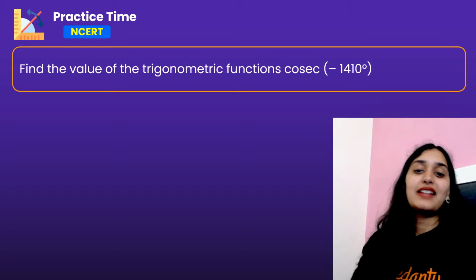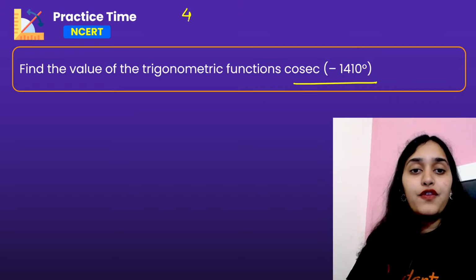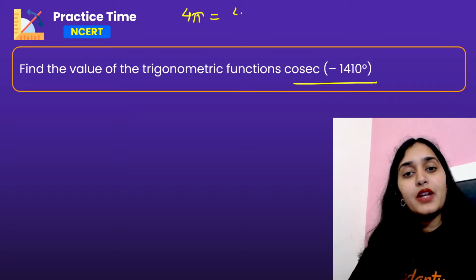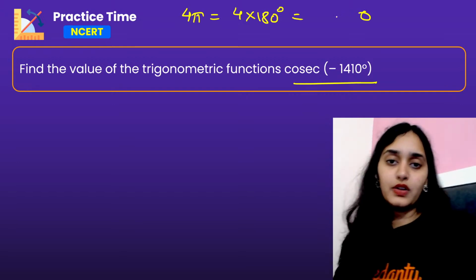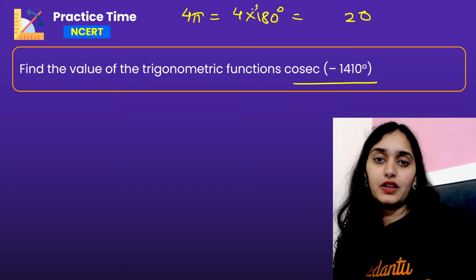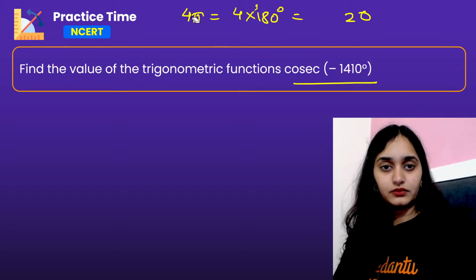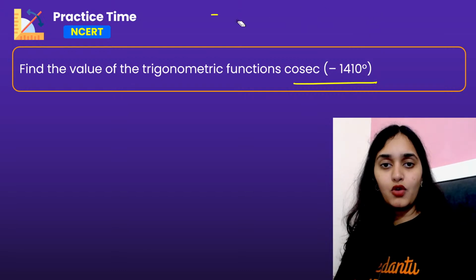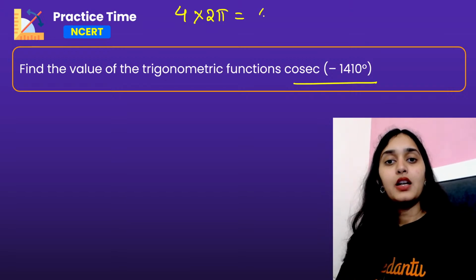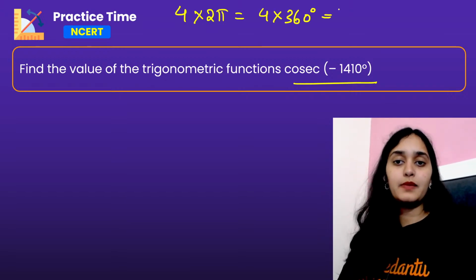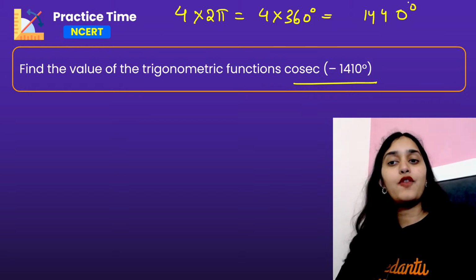Okay. Next, what is cosec minus 1410 degree? Now we know that 4 pi is 4 into 180 degree... No, we don't want 4 pi, we want 4 into 2 pi, which is 4 into 360 degree. That is 4 times 6 is 24, 4 carry over 2, 3 fours are 12, 14, so 1440 degree, right?